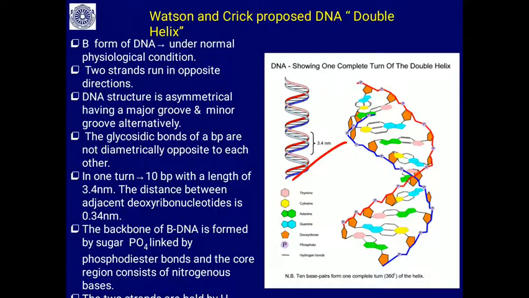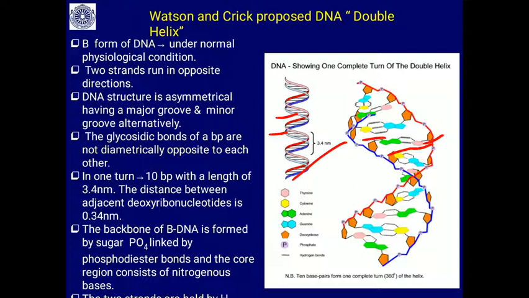The two strands run in opposite direction, antiparallel. The DNA structure is asymmetrical and you will find there is a major groove and a minor groove. This is because the glycosidic bonds of the base pairs are not diametrically opposite to each other. You will see this glycosidic bond here and here, that is the bond between the base and the sugar. It is not at the same level, and that is why it causes a major groove and a minor groove.